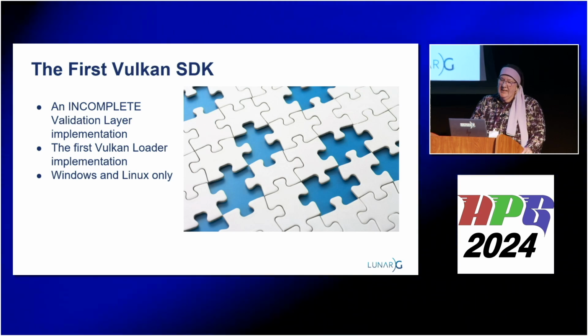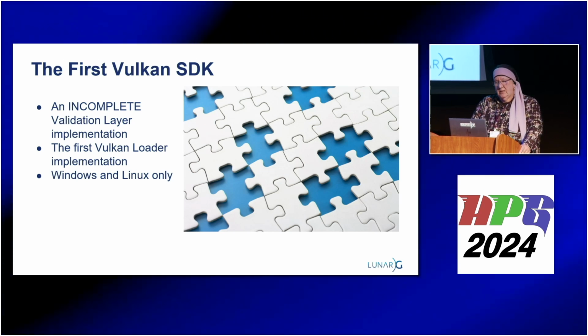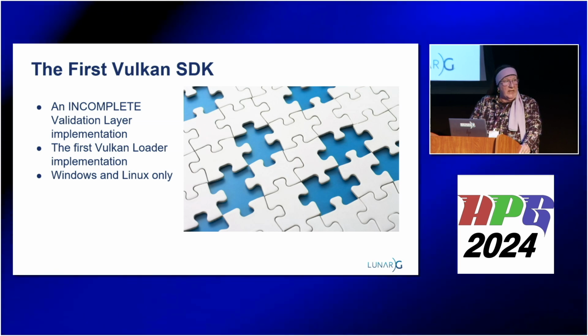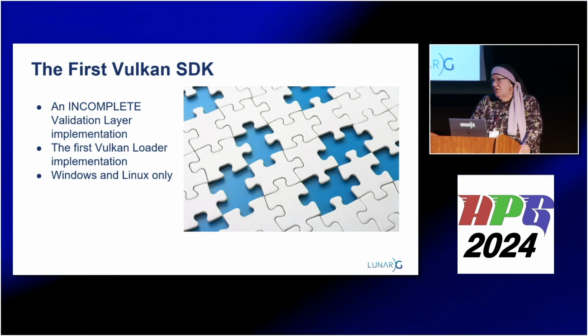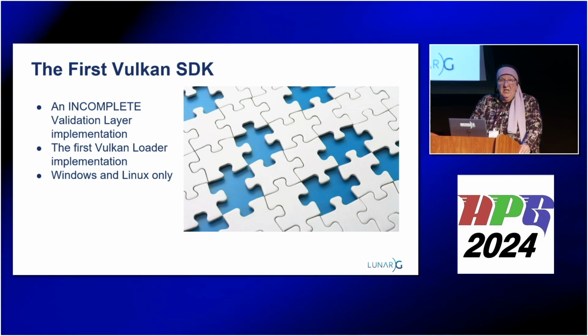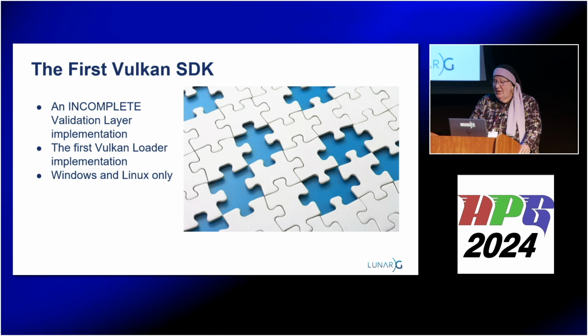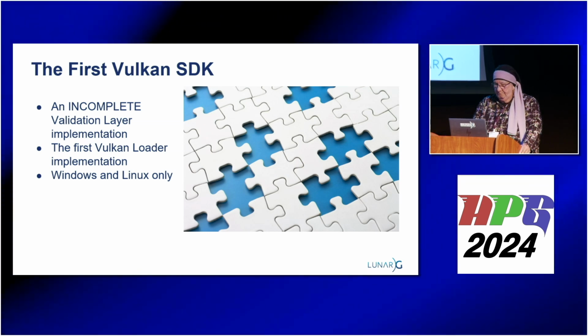So the first Vulkan SDK was quite incomplete. The validation layer was very limited in its implementation, but it was actually pretty good. If you think about it, the API just launched. People are just starting to write applications. And they got some pretty decent validation out of it in the beginning, but it had huge gaps in it, and it was a Windows and Linux SDK only.